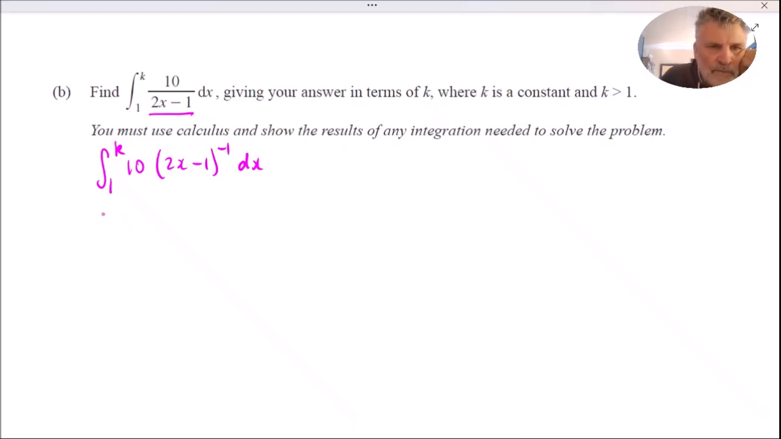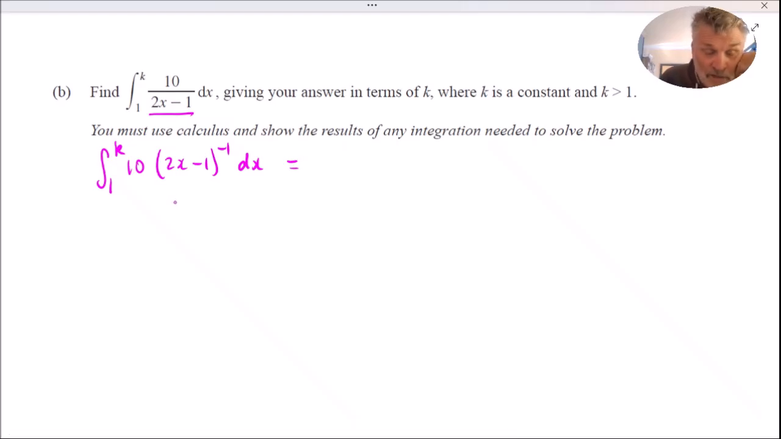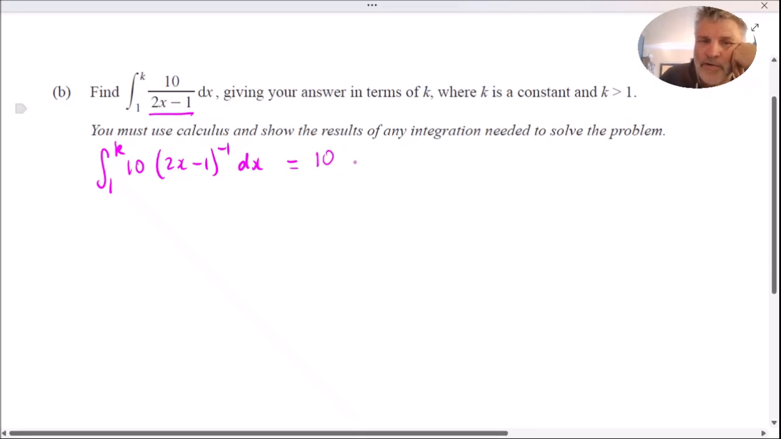So when you've got a power of -1, adding 1 gives you 0, and dividing by 0 you can't do. That should be a trigger to remind you that when it's just 1 over something, you get a logarithm. So here we get the logarithm of 2x minus 1. And it's a linear term in here, so we have to divide by that 2.